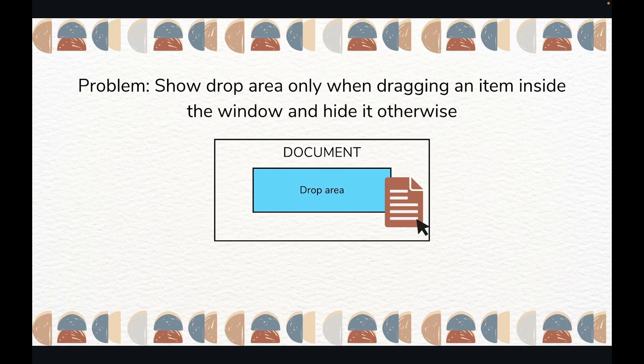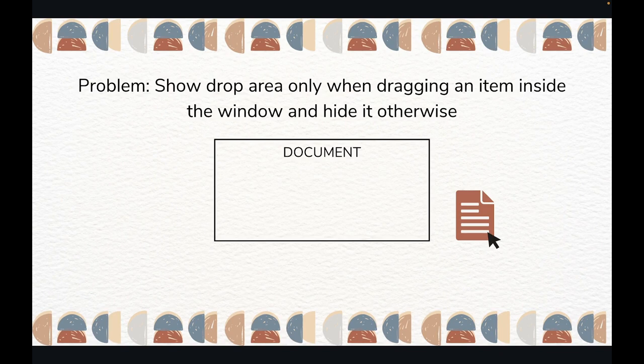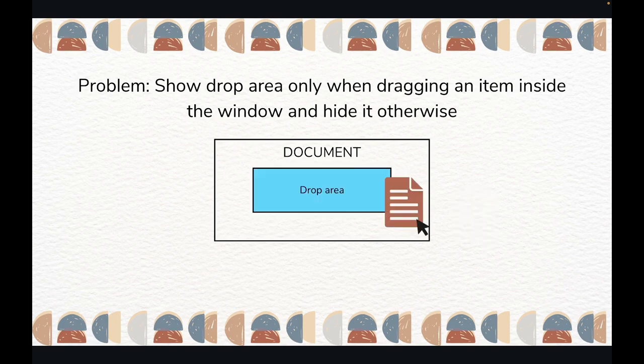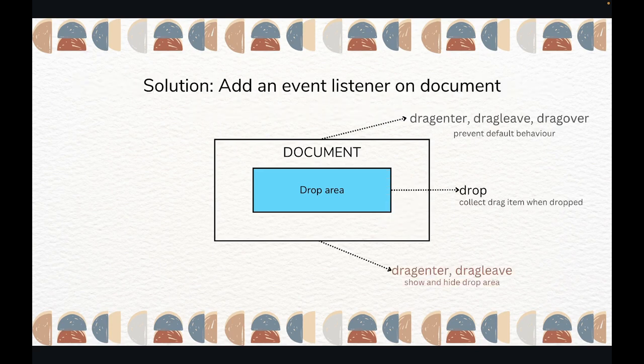We want to hide the drop area when we are outside. We are dragging outside the browser window, or maybe we aren't dragging anyways. And if we are dragging inside the browser, we want to show the drop area. So how can we do this? So yeah, just add a dragenter and dragleave on the document. So what this achieves is dragenter is fired when we are dragging a file item inside the browser window, and dragleave is fired when we exit.